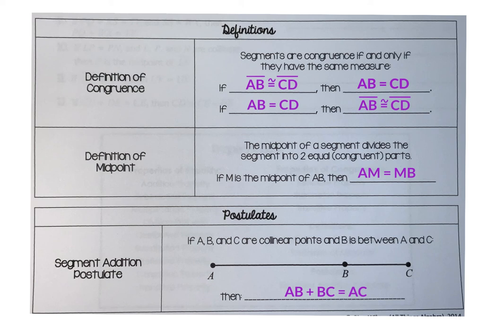The next definition is midpoint. The midpoint of a segment divides the segment into two equal or two congruent parts. If M is the midpoint of AB, then the measure of AM equals MB. So it's just telling you it's dividing it into two congruent parts or two equal distance parts.